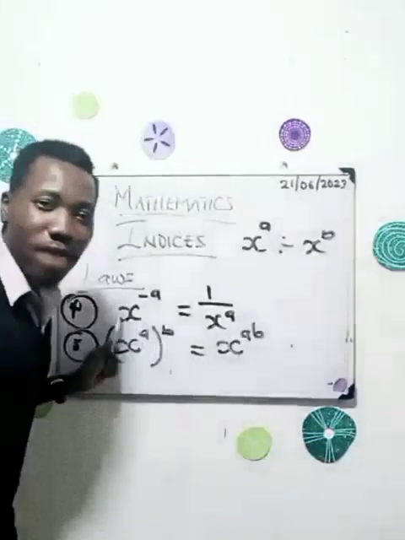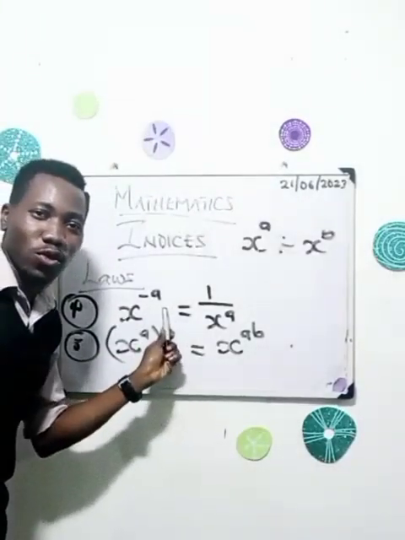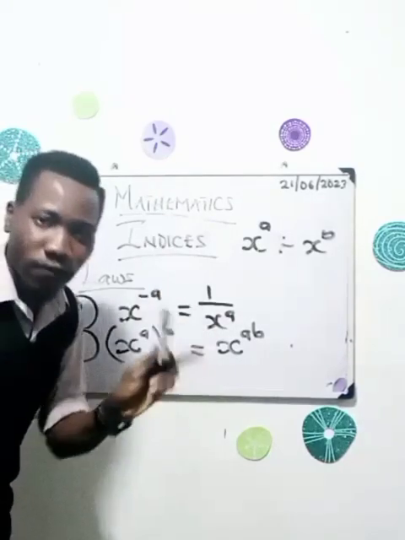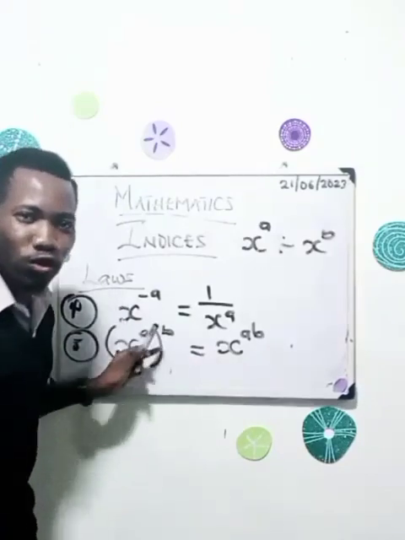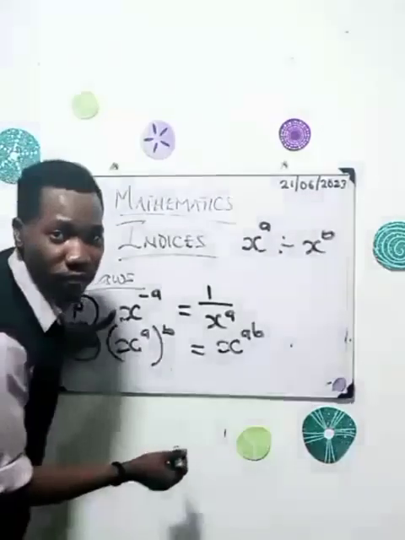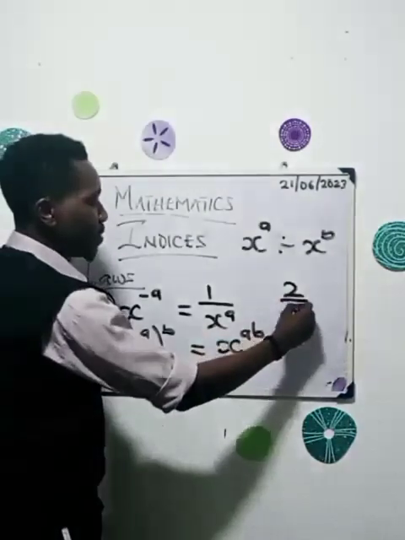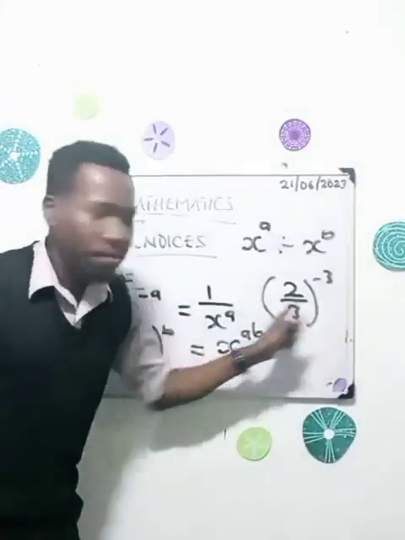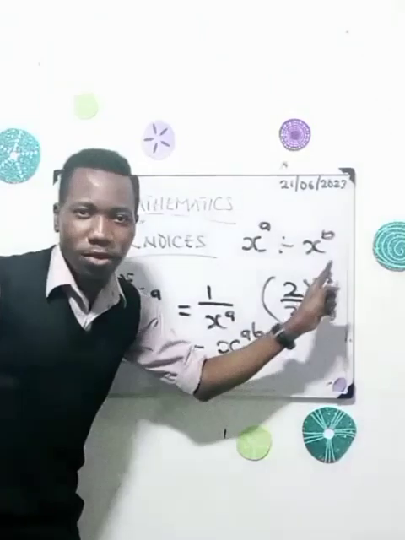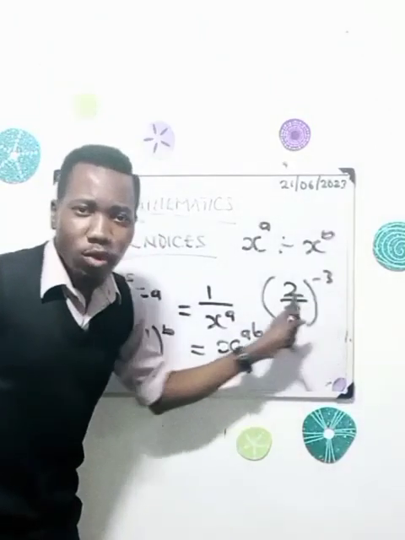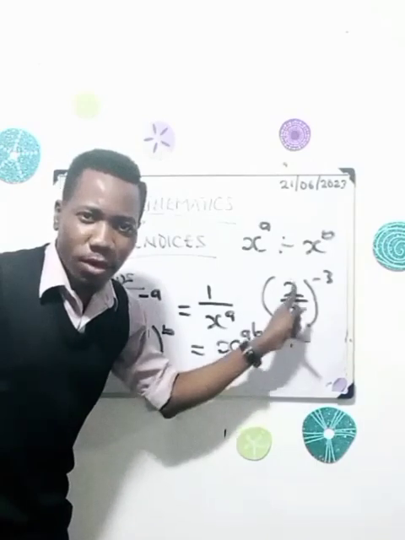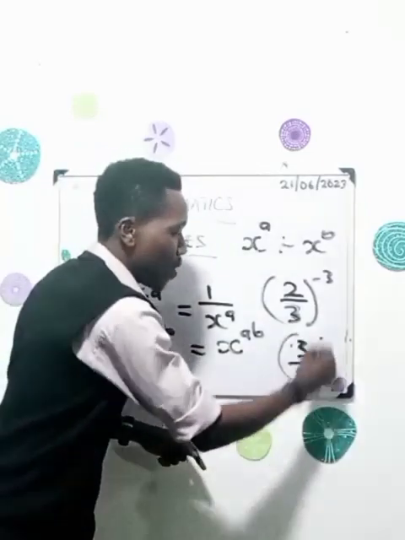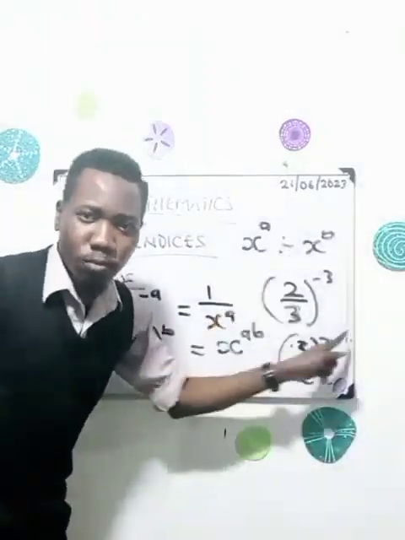And then the fourth one says when you have a number raised to a negative power, because of this, you are going to reciprocate it, it becomes 1 over. You turn it. But what if this were to be a fraction? What if this were to be 2 over 3 raised to power minus 3? Because of this negative power, you are going to reciprocate this. This 2 over 3 becomes what? 3 over 2, then raised to power 3. So it becomes 3 over 2 raised to power 3.